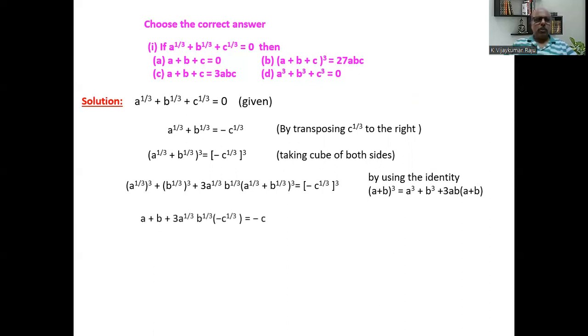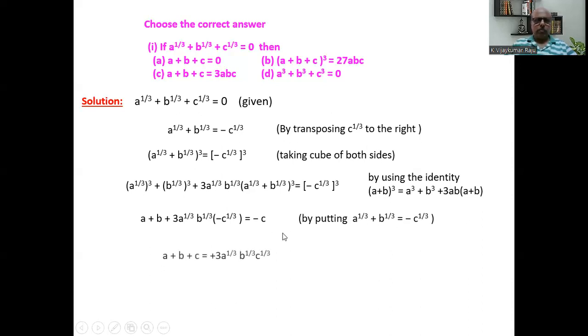Okay, so this third power we cancel with the 1/3, so this is only a, this is only b, and this is minus c. And this is 3 a raised to 1/3, b raised to 1/3, and a raised to 1/3 plus b raised to 1/3, from here it is minus c raised to 1/3. So I replace this with minus c raised to 1/3, which is equal to minus c. So this is by substituting.